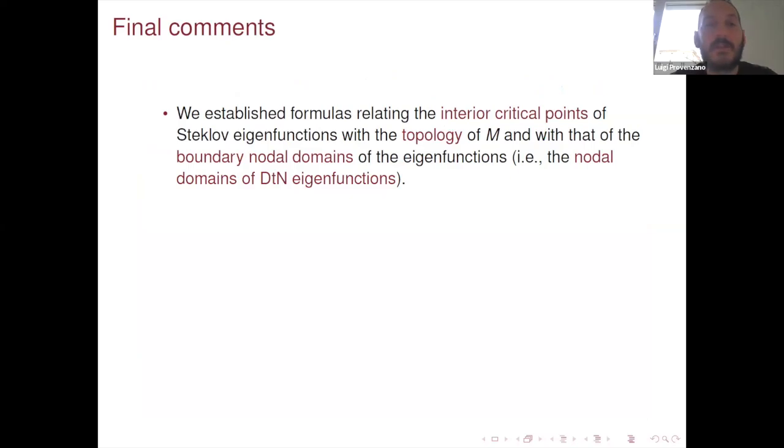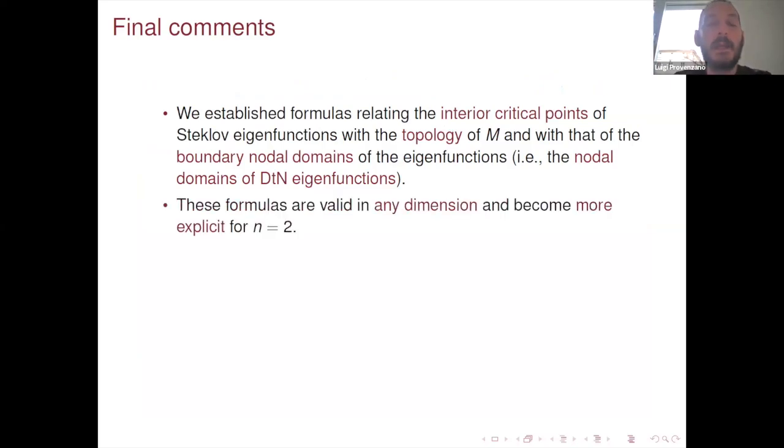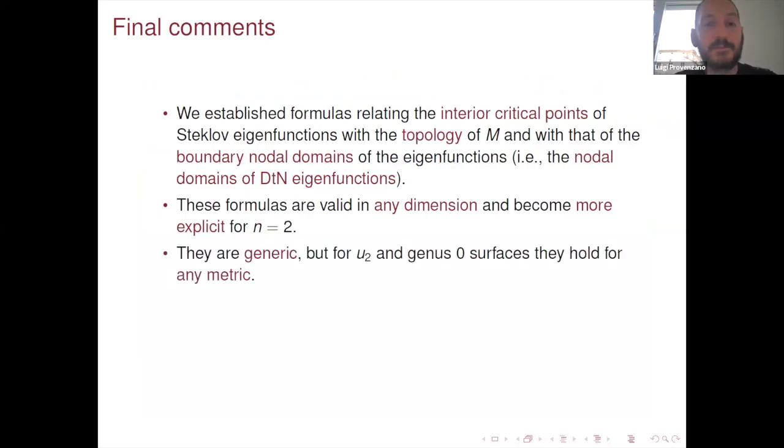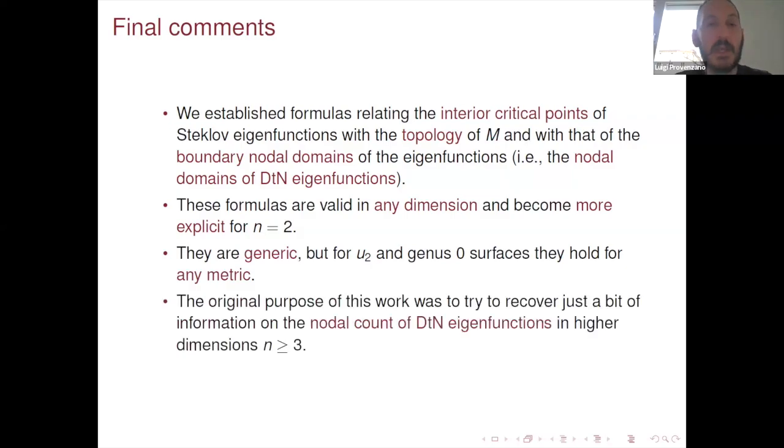So what we did so far, we established some formulas which related the interior critical points of Steklov eigenfunctions with the topology of the domain, and that of the boundary nodal domains of the eigenfunction, which are the nodal domains of the Dirichlet-Neumann eigenfunctions. These formulas are valid in any dimension and become more explicit, as we have seen in the case of surfaces. These are generic formulas, but for U2 and genus 0 surfaces, they hold for any metric.